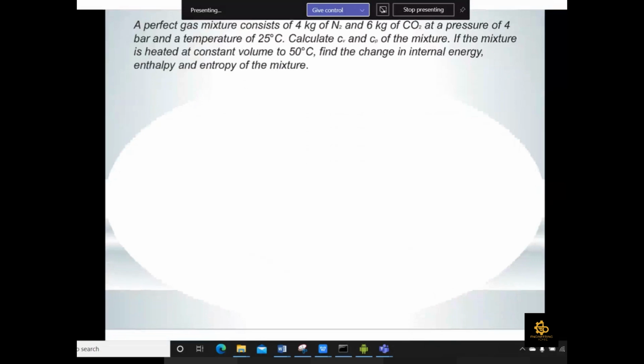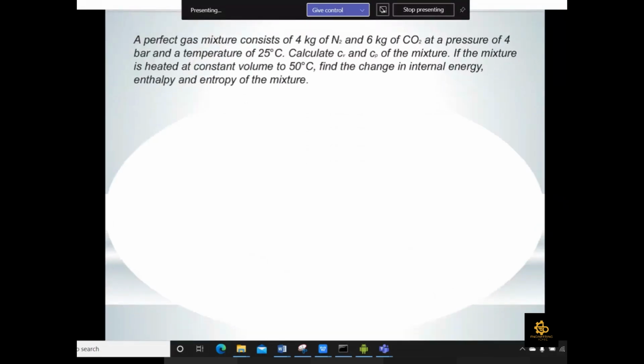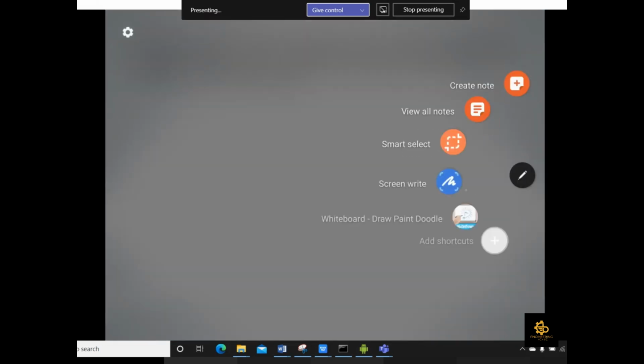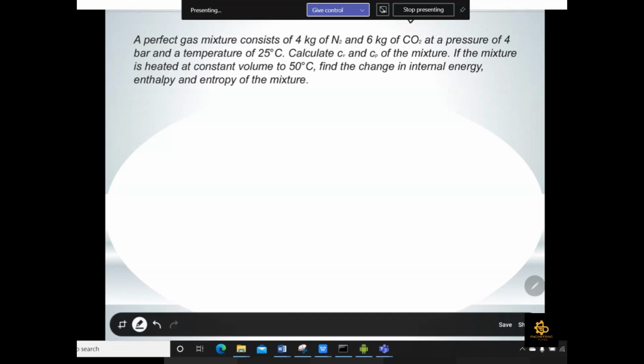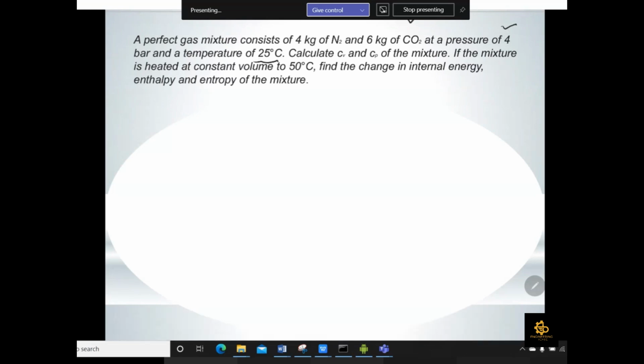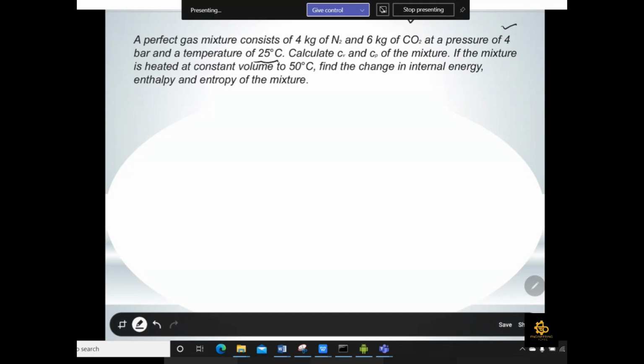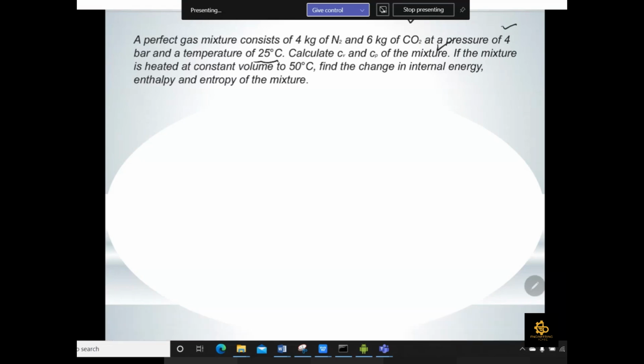Okay, so first you have to read the statement. A perfect gas mixture consists of 4 kg of N2 and 6 kg of CO2 at a pressure of 4 bar and temperature of 25 degrees Celsius. So you have to calculate the constant specific heat at constant volume and the constant specific heat at constant pressure of the mixture. Okay, so note it down, it is a mixture.